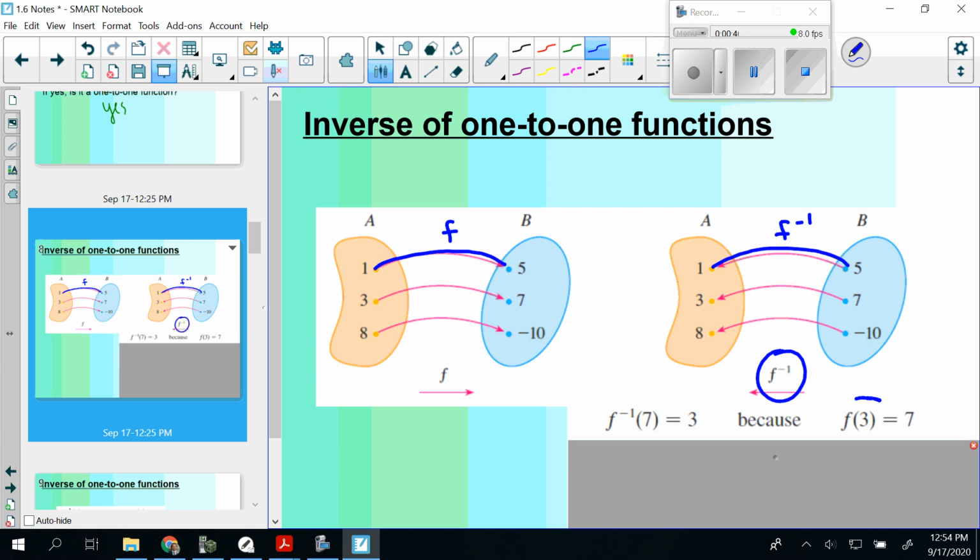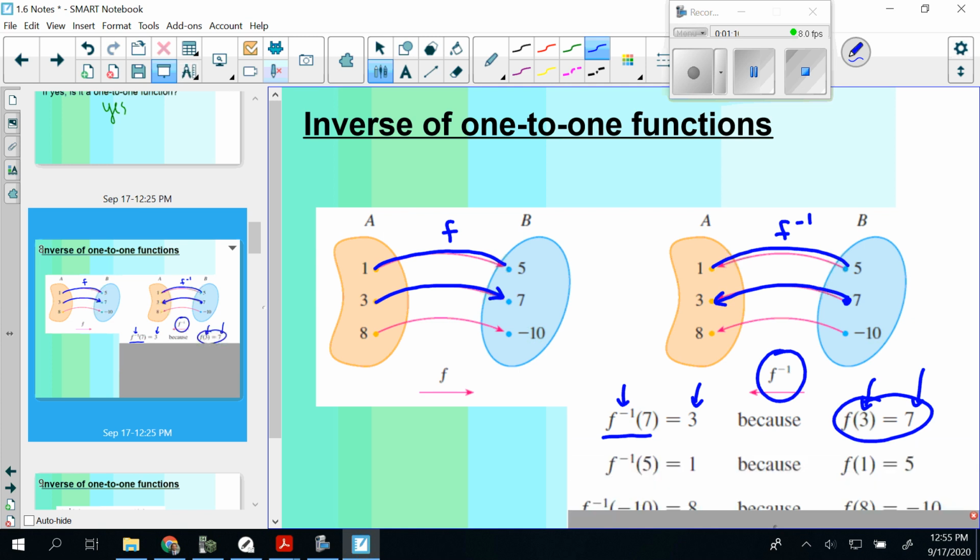So, some examples here. We know f of 3 would be 7 because 3 maps to 7. So if we did the inverse at 7, our result, if we started here, we should map back to 3, because that was our input. That should be our result if we do the inverse. All of these would end up being true: 1 maps to 5, so the inverse would map back to 1, and the same with the last point.